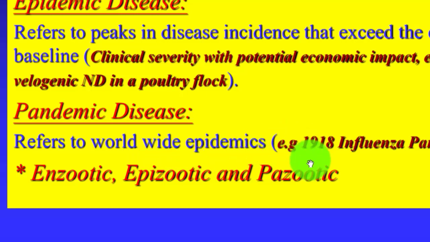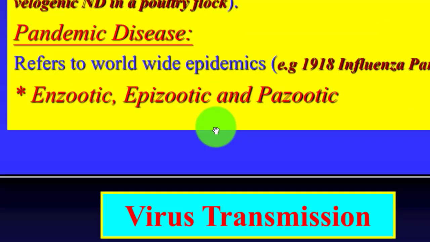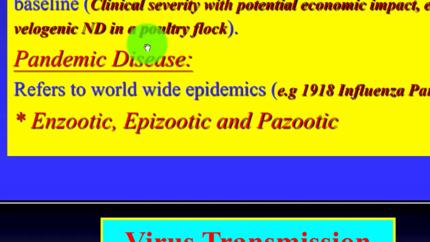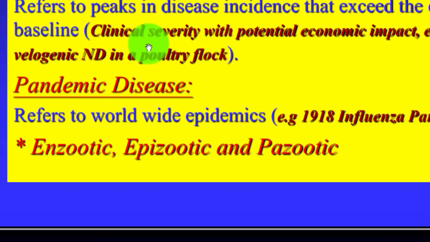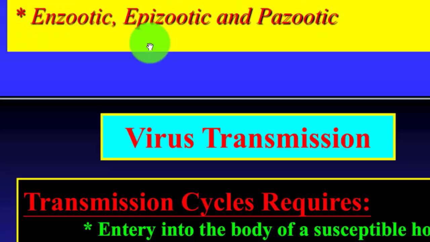Example: the 1918 influenza pandemic. Epidemic disease refers to a peak in disease incidence that exceeds the endemic baseline. Clinical severity and potential economic impact, for example Newcastle disease virus in a poultry flock, or coronavirus in human beings in recent days.